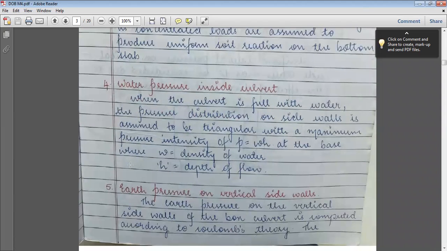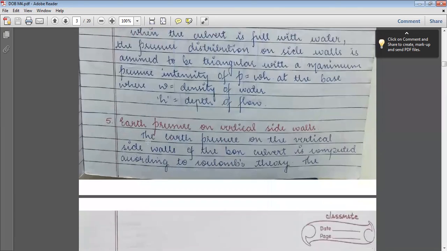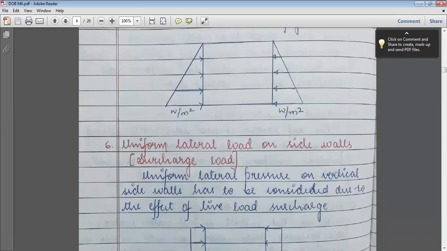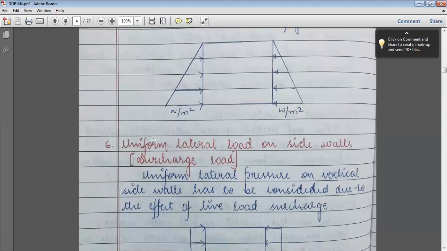Next, we have water pressure inside culvert. In the vent, when the water flows, the water pressure will be there on the side walls of the culvert. Next, fifth one, earth pressure on vertical side walls. Next, we have the last one, surcharge load, that is uniform lateral load on side walls.